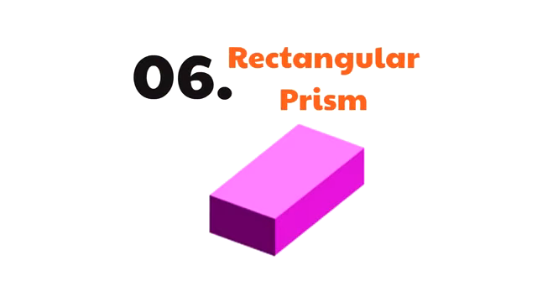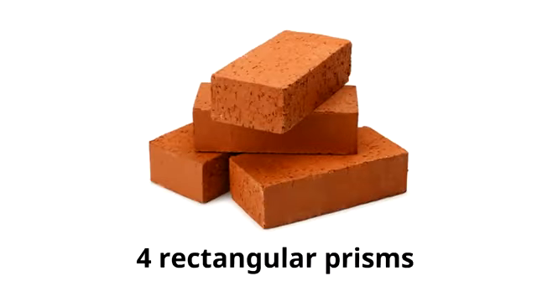Our final 3D shape is the rectangular prism. The rectangular prism is the 3D version of the rectangle. It has six sides or faces that are all rectangles. An awesome example of the rectangular prism is bricks. And here we have four bricks, which are four rectangular prisms, the 3D version of the rectangle.